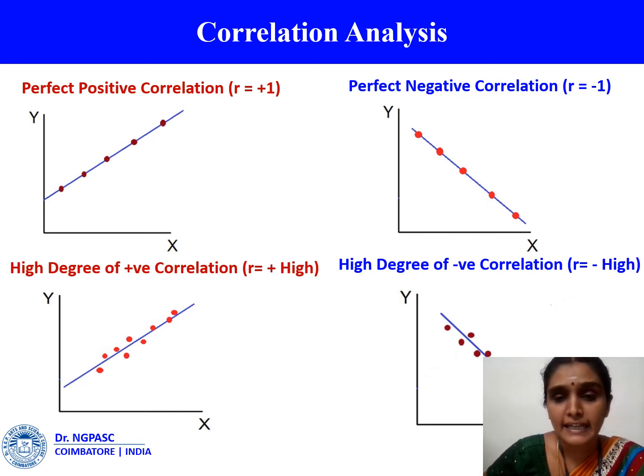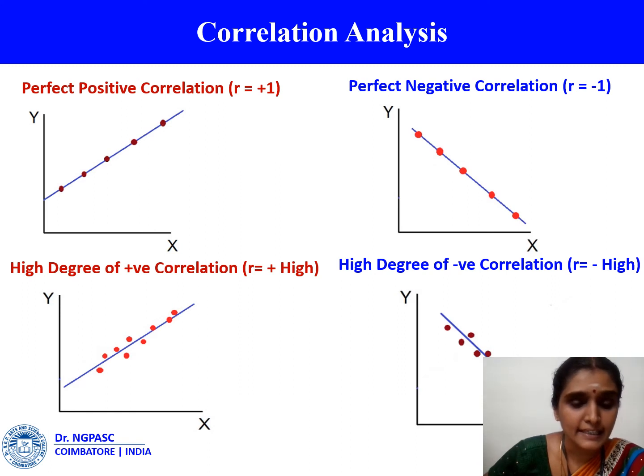In the second diagram, here also all the points lie on the straight line, but this line represents x plus y is equal to 0. So in this line, whenever x is increasing, y is decreasing. Whenever x is decreasing, y is increasing. So it is called a perfect negative correlation.